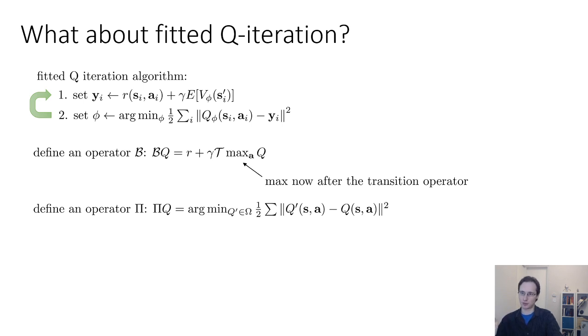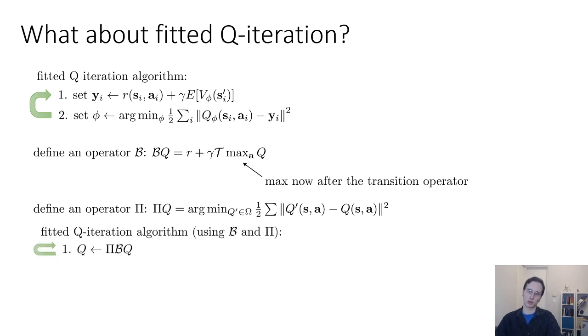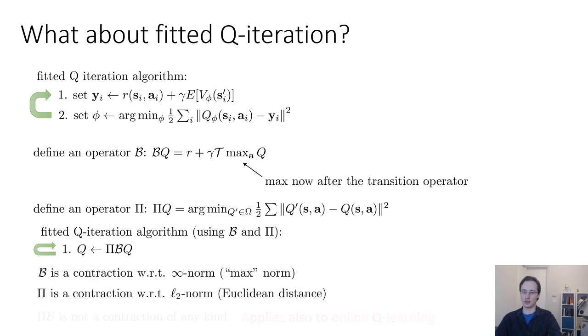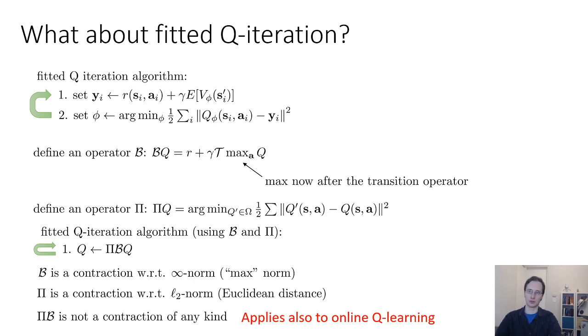You can define an operator pi exactly the same way as the operator that finds the argmin in your hypothesis class that minimizes square difference. You can define fitted Q iteration as Q becomes pi B Q, just like with value iteration. And just like before, B is a contraction in the infinity norm, pi is a contraction in the L2 norm, and pi B is not a contraction of any kind. This also applies to online Q learning and basically any algorithm of this sort.